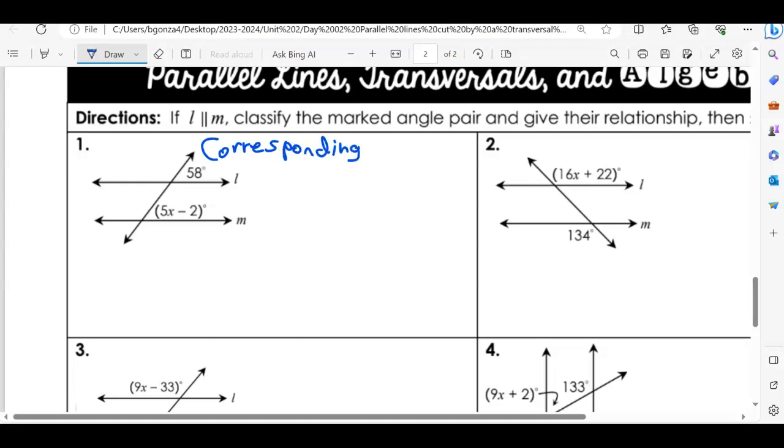Do y'all remember from the front side of the notes? Corresponding are what? Corresponding are congruent.